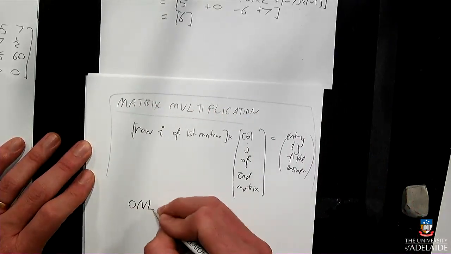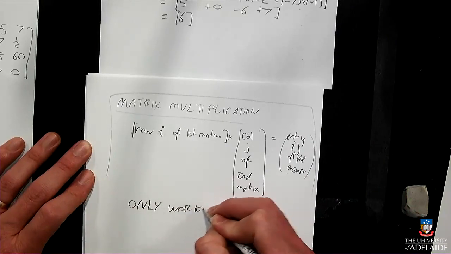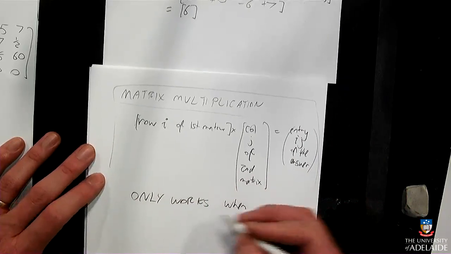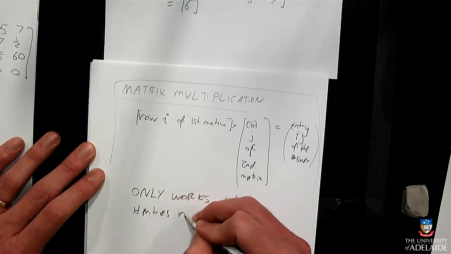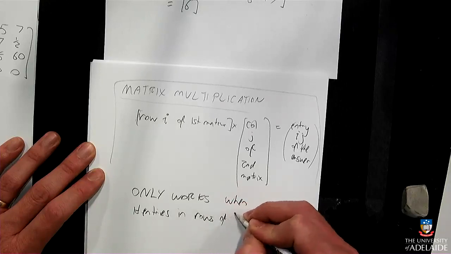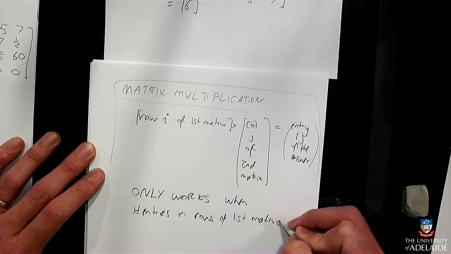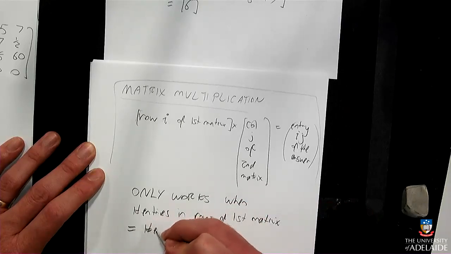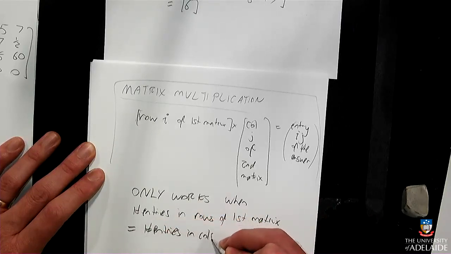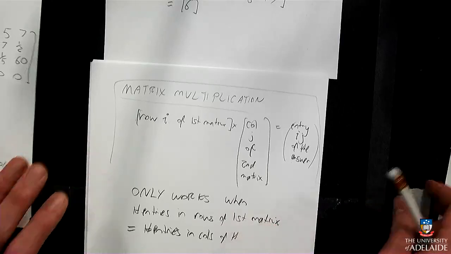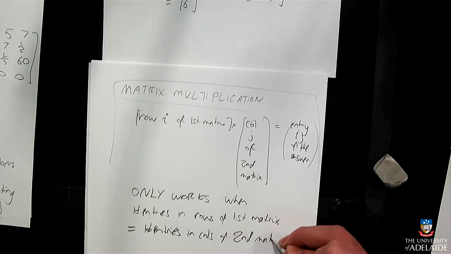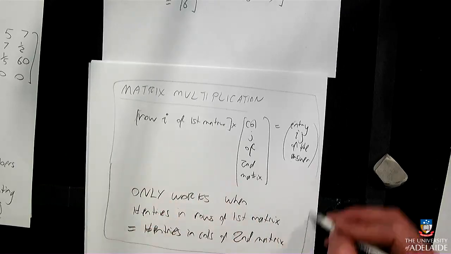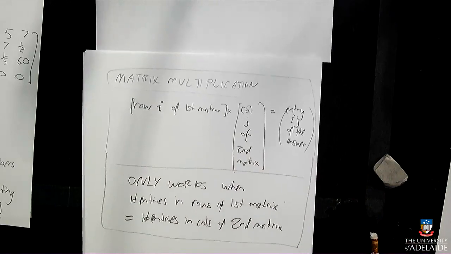And it only works when the number of entries in the rows of the first matrix equals the number of entries in the columns of the second matrix. Because otherwise we won't be able to do this operation. Okay.